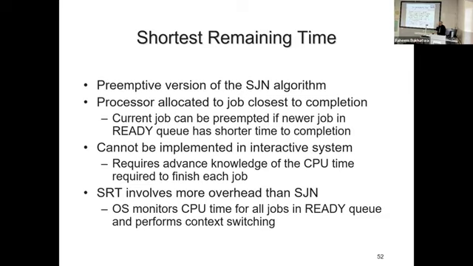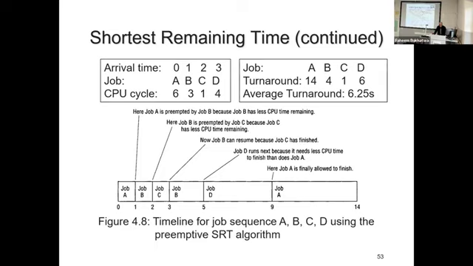So always think of preemptive and non-preemptive. In preemptive, you can be interrupted. Even if you are running, you could be stopped. So let's look at this example of preemptive shortest job.